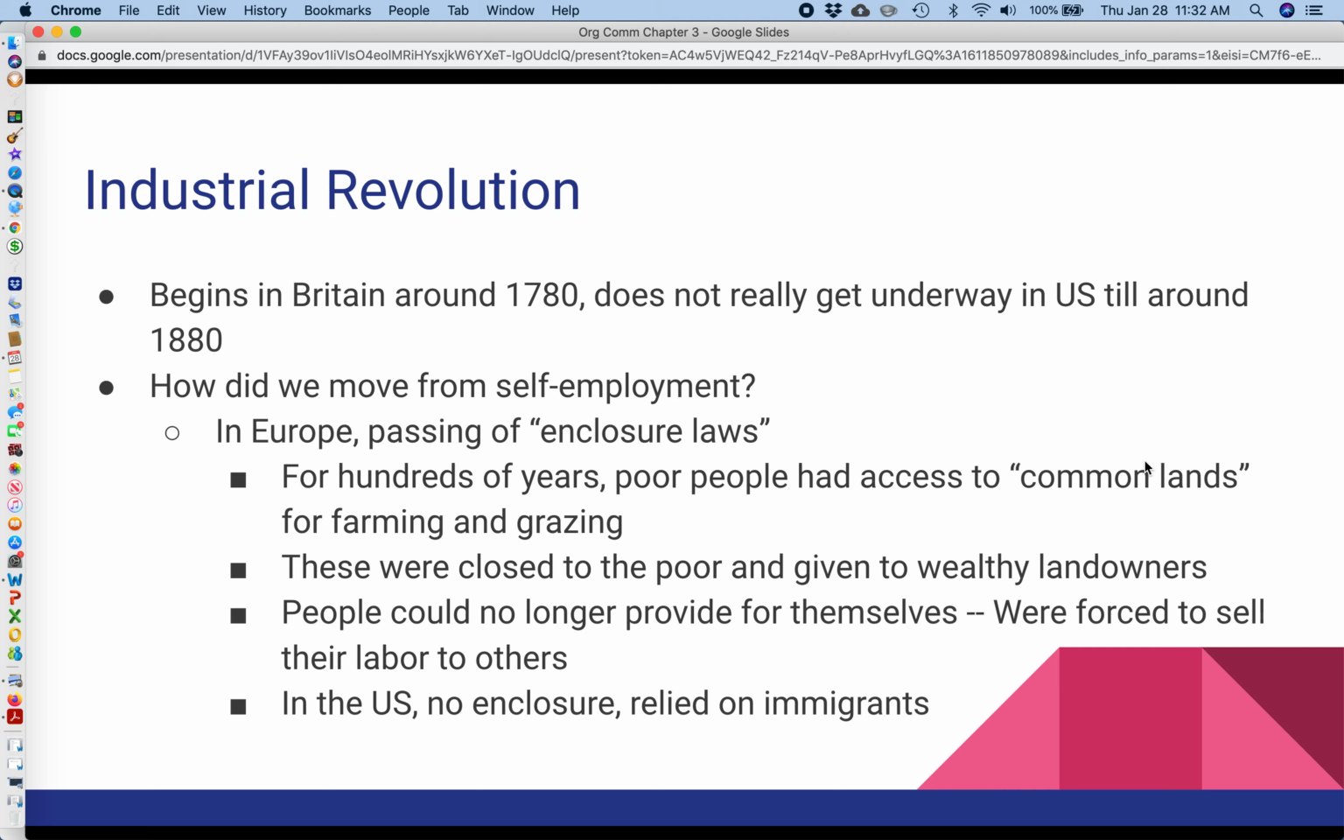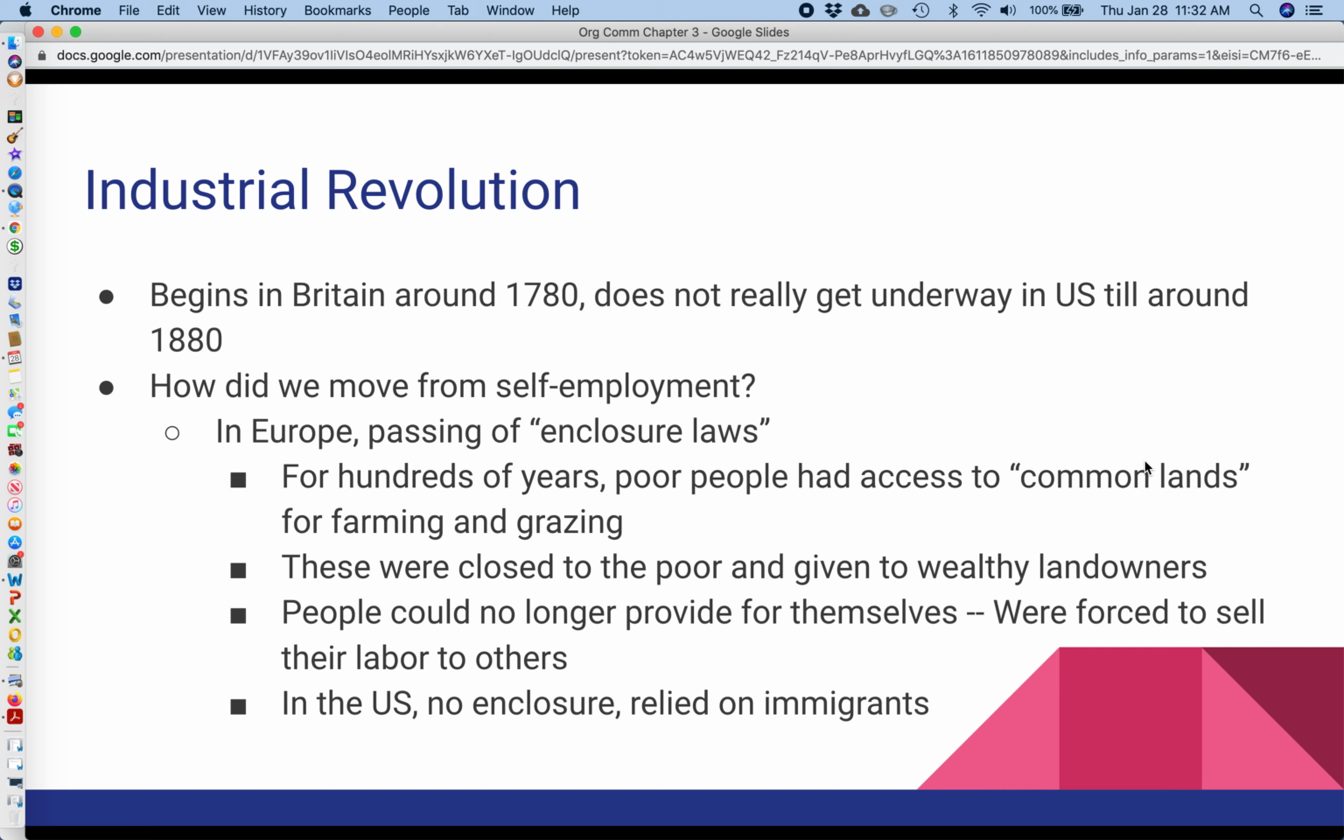Now, this switch with the Industrial Revolution from self-employment, being a farmer or a barrel maker or a wheel maker, or whatever it is that you do in your own home workshop, this shift from that kind of work to working for others really got sped up in Europe by the passing of what were called enclosure laws.